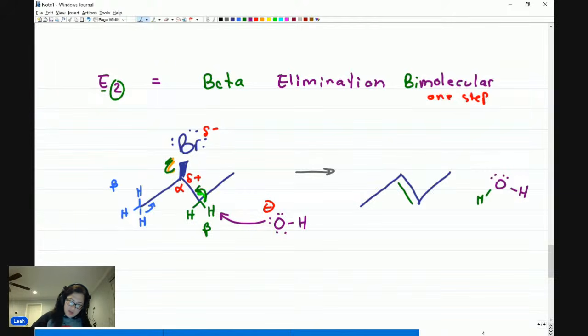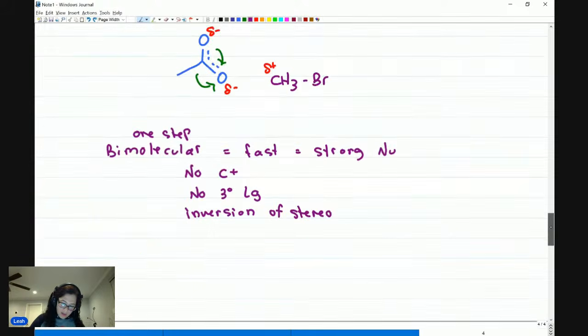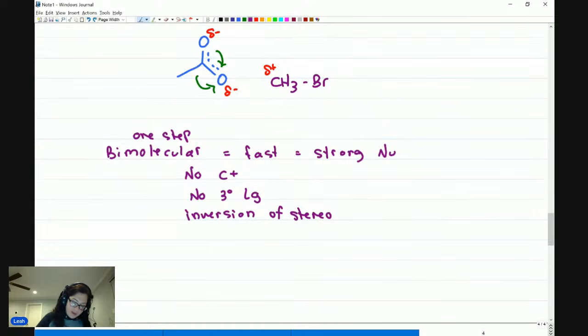A couple of things to note here. What made the OH minus act as a base here rather than a nucleophile? So let's go back really quick and talk about one more thing that I forgot to mention.